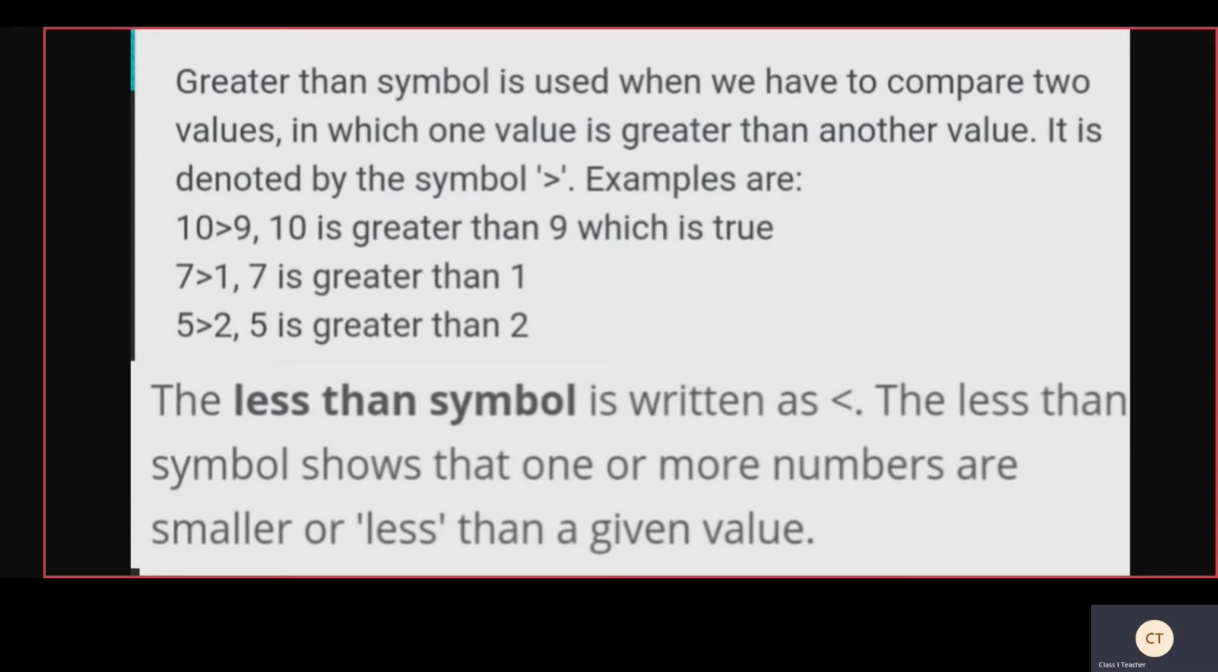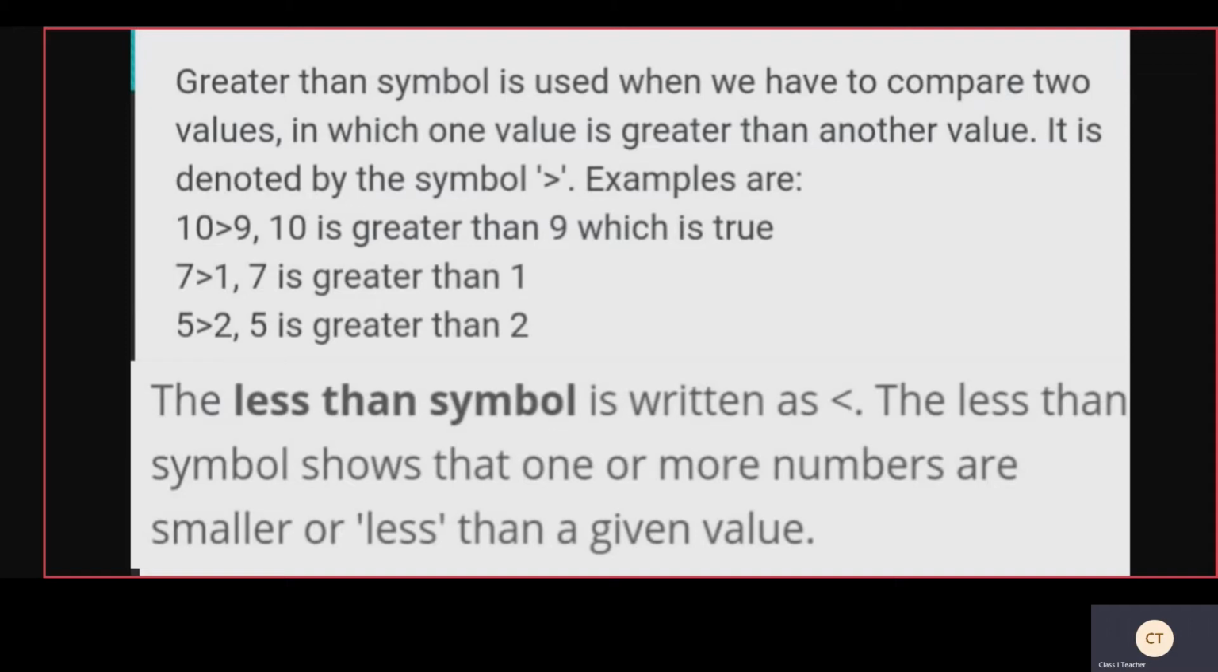Once again, about greater than symbol. Greater than symbol is used when we have to compare two values in which one value is greater than another value. It is denoted by the symbol. Children, all of you look here. Look at this symbol. After this symbol also given.